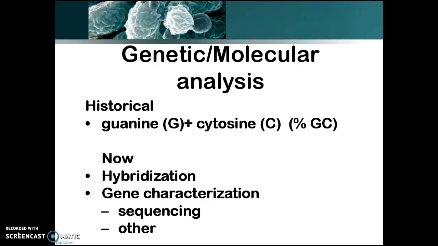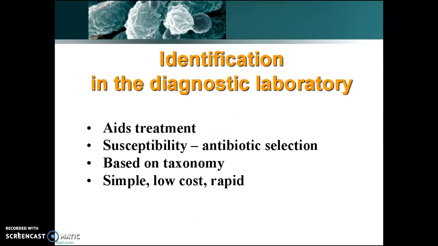Meanwhile, for the genetic and molecular analysis, in the modern world we can use a lot of genetic and molecular analysis. For example, we can use hybridization and gene characterization, such as sequencing, to identify and classify the bacteria. Usually in the laboratory, we can use this identification in order to find the cure for AIDS.